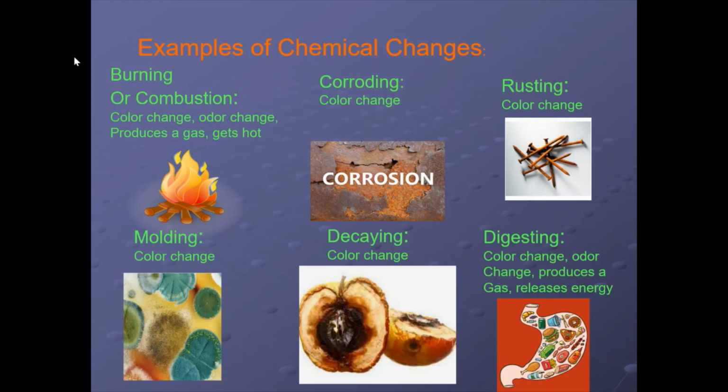Digesting is another example of a chemical change, right? The food that you eat, during the process of digesting, undergoes a color change, undergoes an odor change, and produces a gas, right? But the reason why it's so important to us is because it releases energy, which fuels us. And that energy that is created is an example of a chemical change.